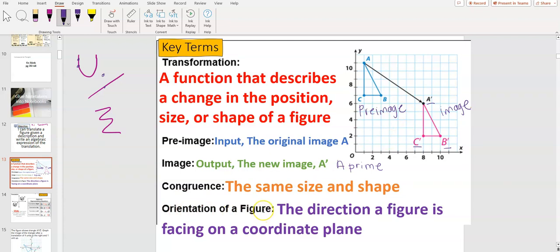Did I flip it upside down? Did I rotate it in a circle? Did I turn it in any way? If the original shape is facing the same direction as the new shape, then the orientation of the figure was preserved. So the orientation is the direction a figure is facing on a coordinate plane. And again, translating a shape, we do preserve the orientation of a shape. We can slide it across, but we're not flipping or rotating yet.